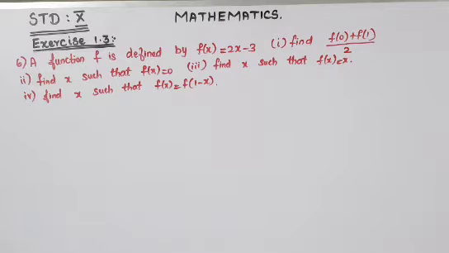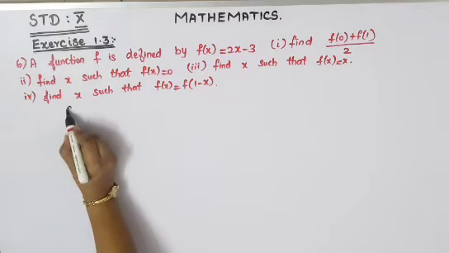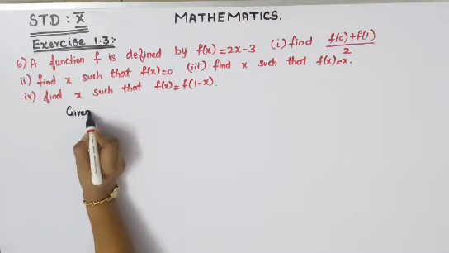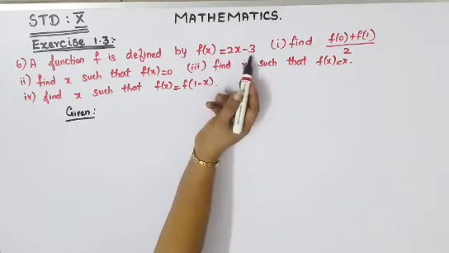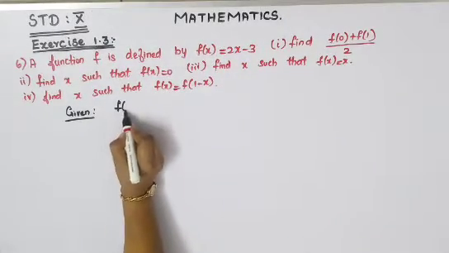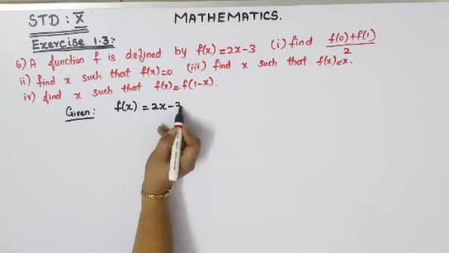Sixth question, a function f is defined by f of x is equal to 2x minus 3. In that 4 subdivisions they have asked you. Okay, so first we'll just go to the condition what is given. So given, say what is given here, f of x is equal to 2x minus 3. So just write that f of x is equal to 2x minus 3.